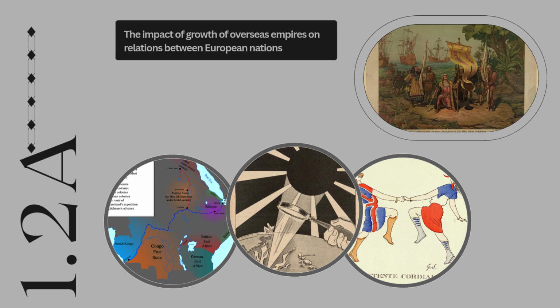Wilhelm challenged France and claimed in Monaco, leading to the Algiers crisis and worsening Germany's relations with Britain and France.